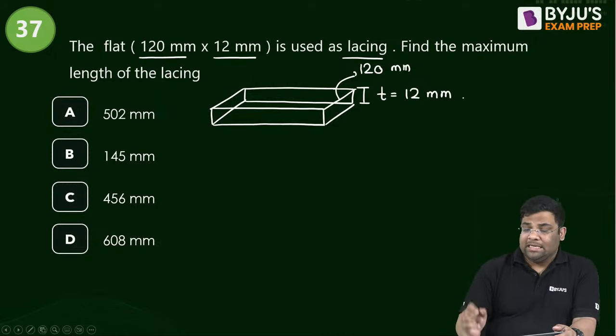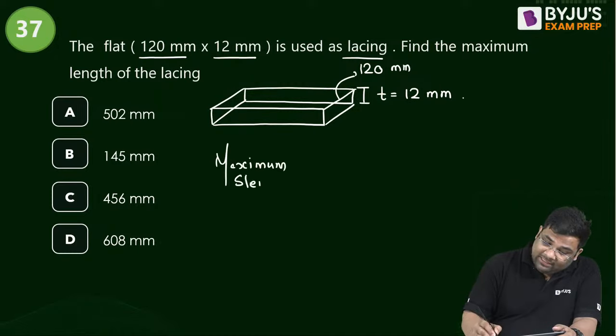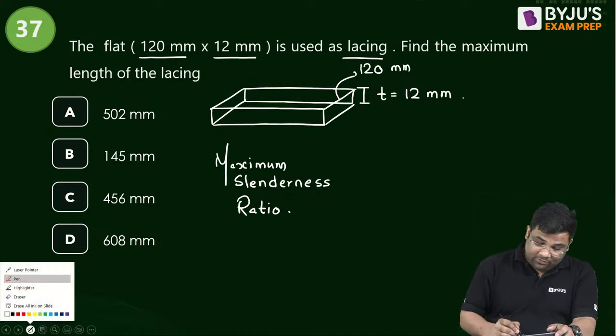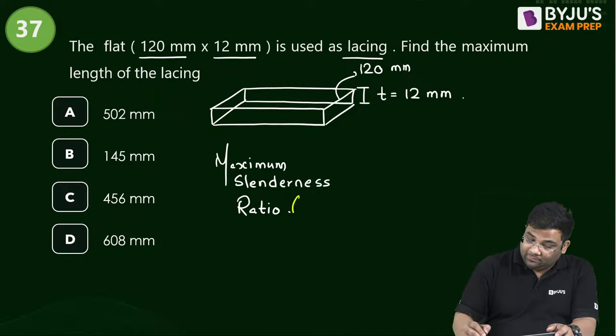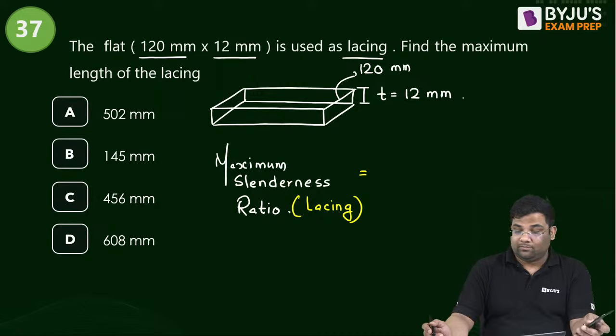How to find out? This we can get from the maximum slenderness ratio, right? The maximum slenderness ratio for a lacing is how much, tell me? You should be knowing this. How much is it? Write in the comment section.